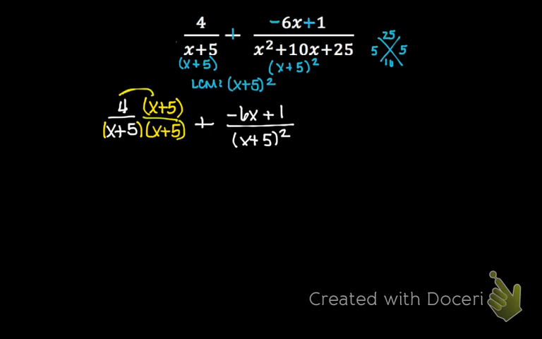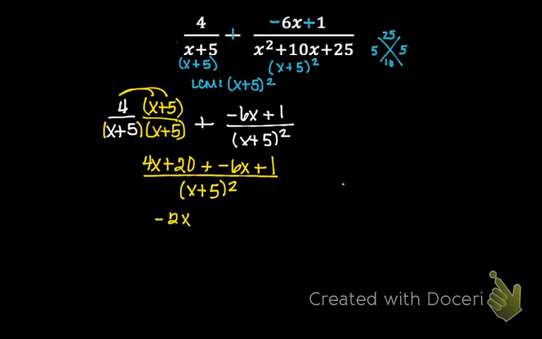We do have to then distribute this. You can't leave it in its factored form. So we get 4x plus 20 plus -6x plus 1. And that is all going to be together now over our common denominator of x plus 5 squared. So we can go ahead and combine the like terms. 4x minus 6x is -2x, and 20 plus 1 is 21. So we have -2x plus 21 over x plus 5 squared.